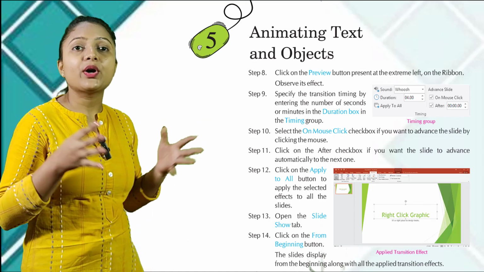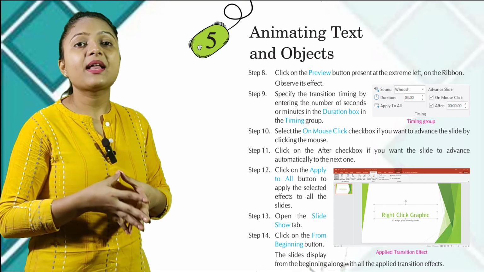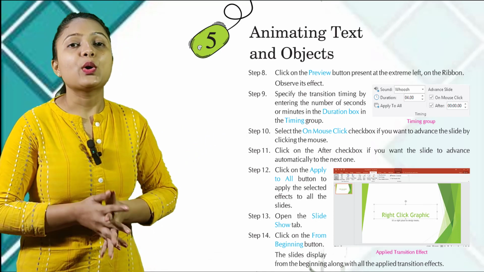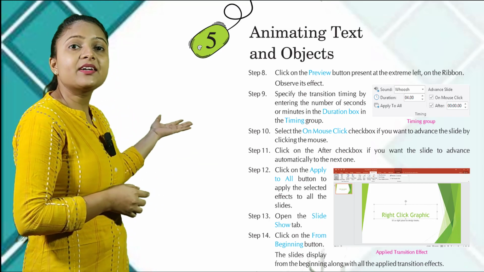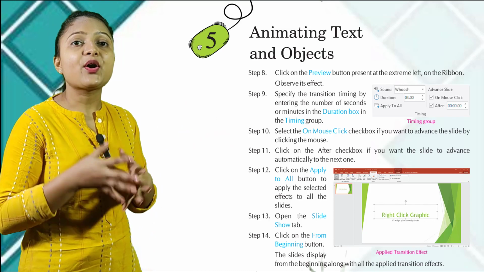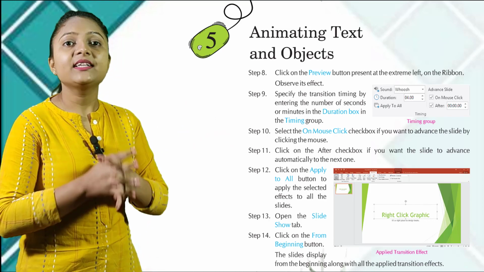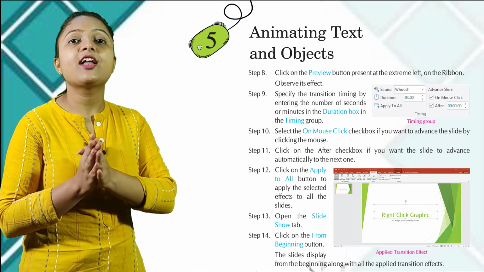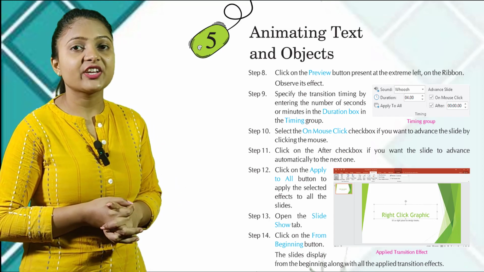Step 12. Click on the apply to all button to apply the selected effects to all the slides. Step 13. Open the slideshow tab. Step 14. Click on the from beginning button. The slides display from the beginning along with all the applied transition effects.